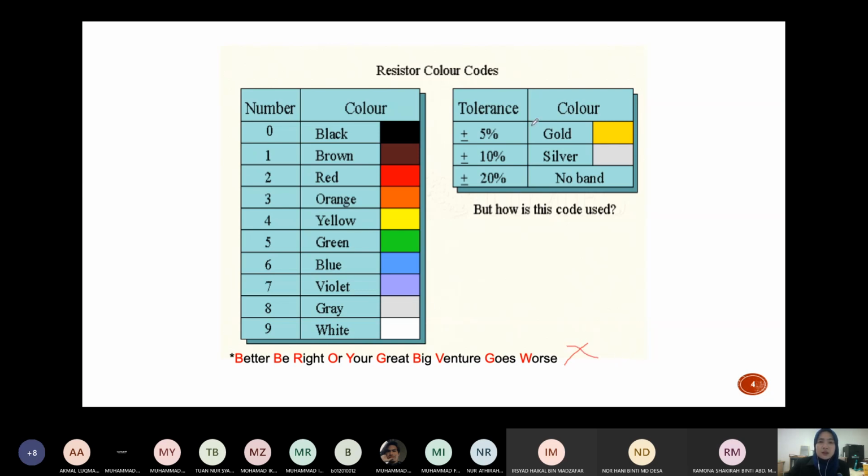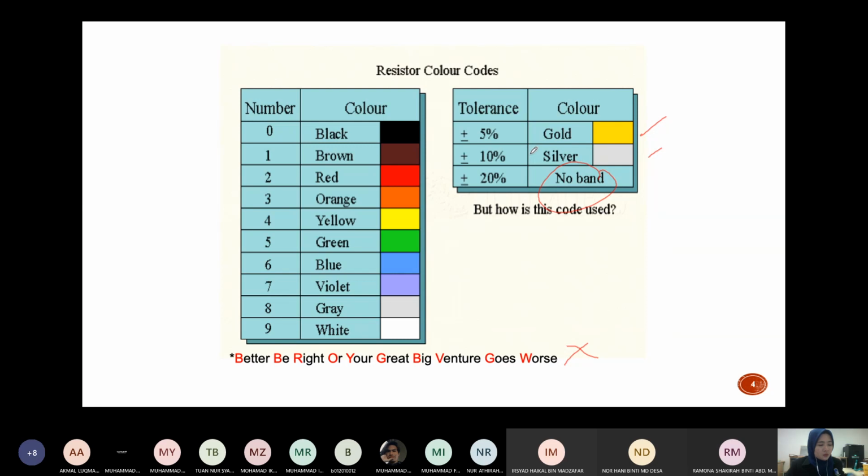This one is the tolerance band. For the tolerance band we have two colors. The first one is gold, the second one is silver, and this one has no color, no band. If it's gold, the tolerance is plus minus 5%. If it's silver, the tolerance is plus minus 10%. If there is no band, no color at all, then the tolerance is plus minus 20%.